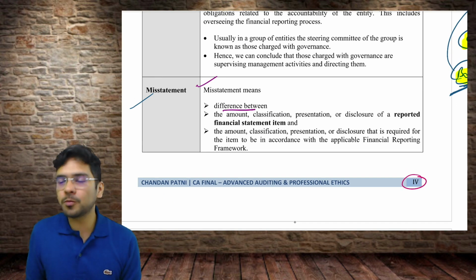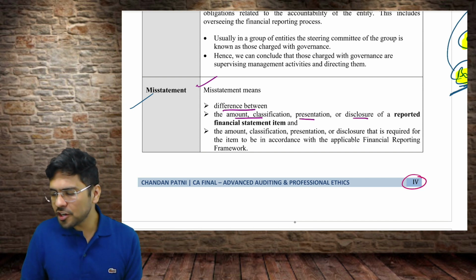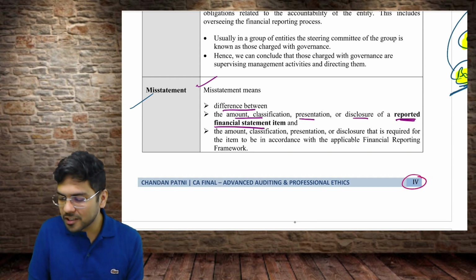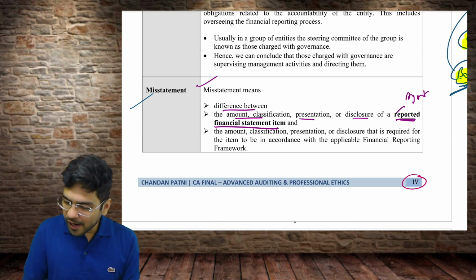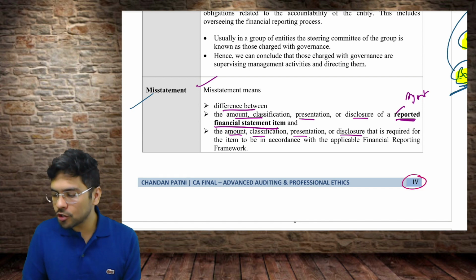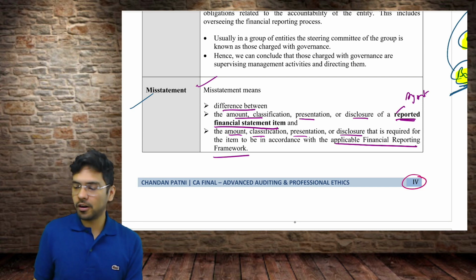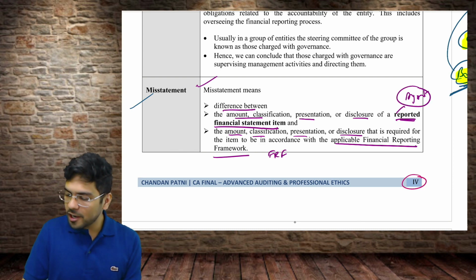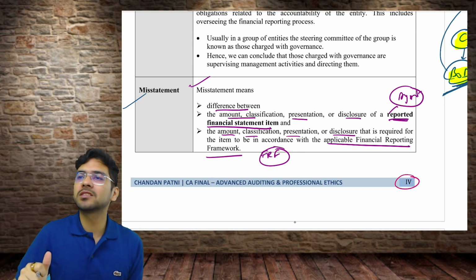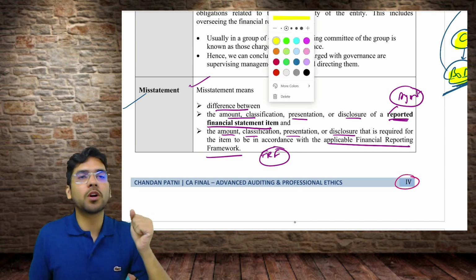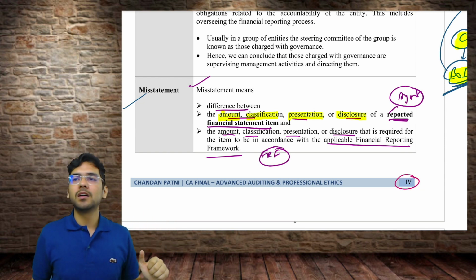Misstatement means a difference between the amount, classification, presentation or disclosure of a reported financial statement item and the amount, classification, presentation or disclosure that is required for the item to be in accordance with what? FRF. Of a reported means what management has given. So if there is a difference between what management has reported and what it should have been as per FRF, it would be called a misstatement. But we have 4 words to cover, guys. Please understand: amount, classification, presentation and disclosure.